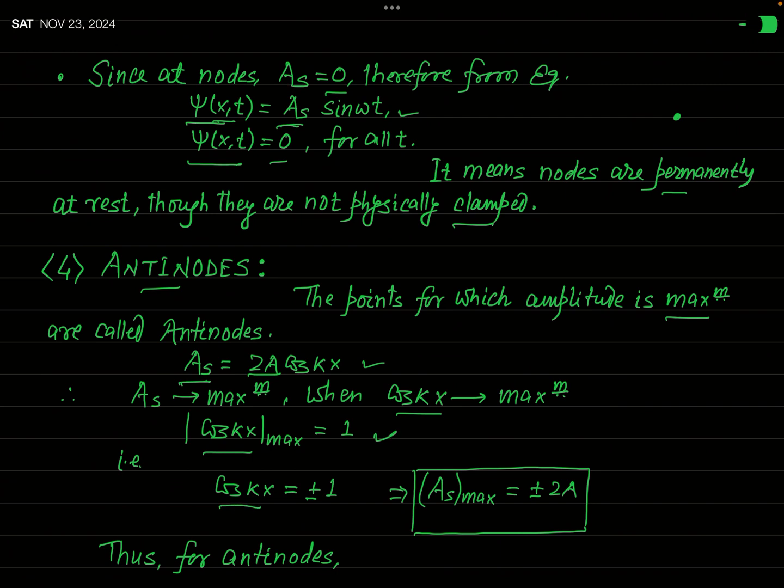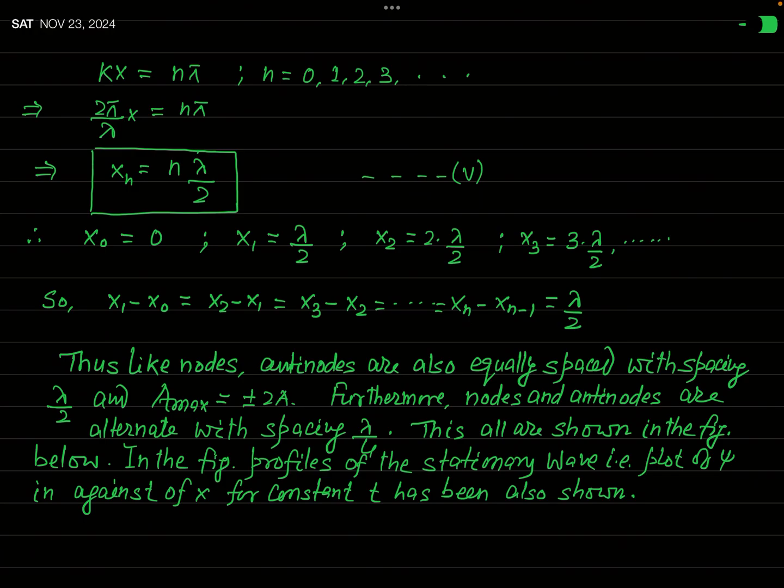Or you can say when cos kx is equal to plus or minus 1, either plus 1 or minus 1, then mod of cos kx will be 1 and the amplitude will be maximum. And what will be that maximum value? For that you take the maximum value of cos kx, which is plus or minus 1. So you can see that AS maximum will be equal to plus or minus 2a. Okay? And this is the condition when an antinode will be formed. So if you want to know the position of antinodes, you must start with this condition. That is, at the position of an antinode, cos kx must be equal to plus or minus 1.